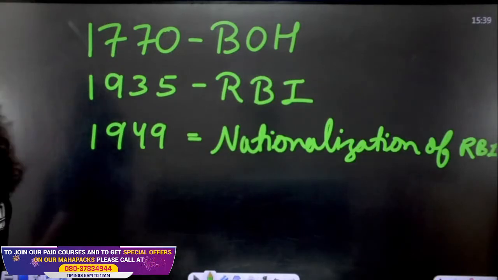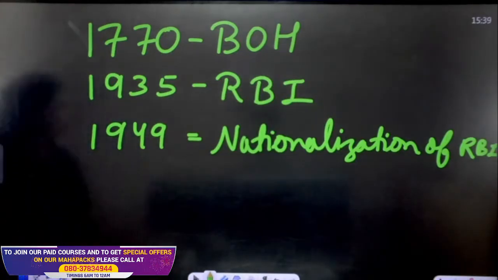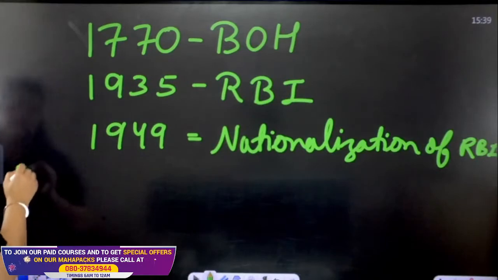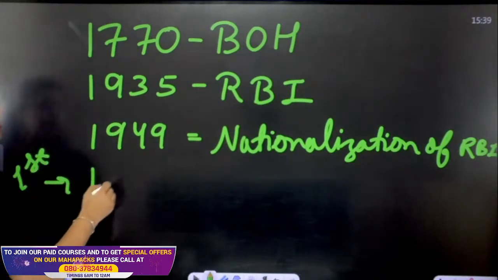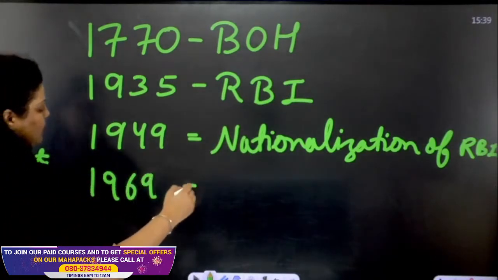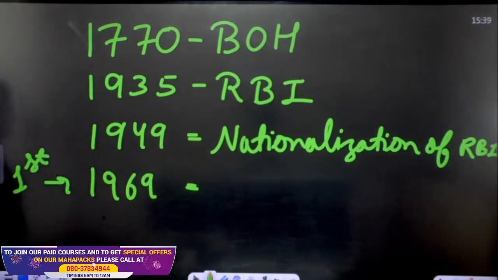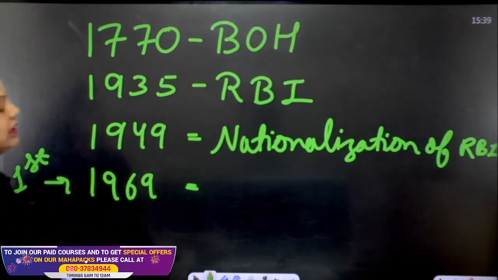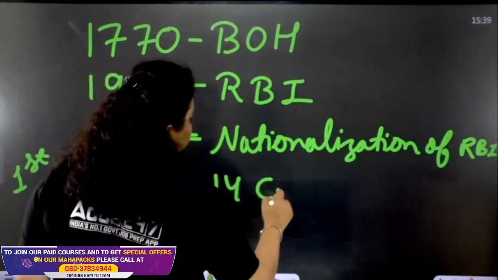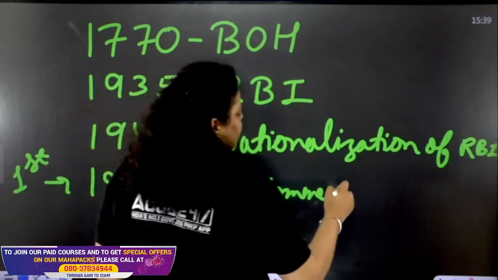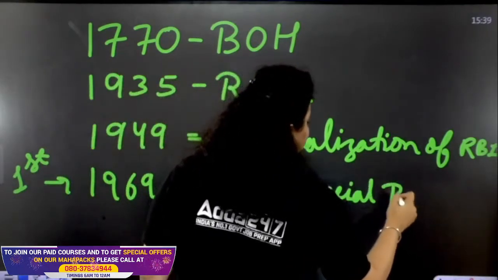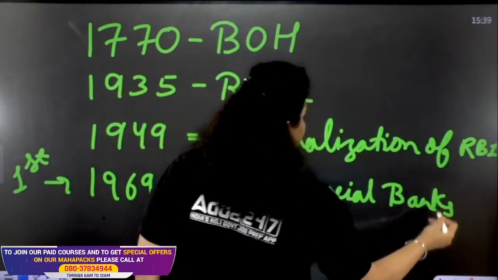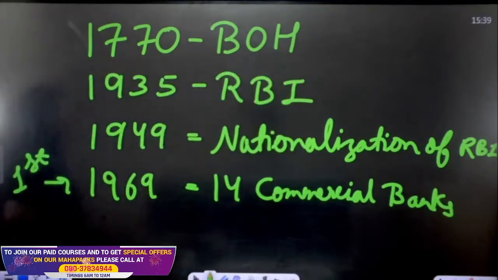Clear? Apart from that, if I talk about the nationalization of commercial banks, the first nationalization of commercial banks happened in 1969. In which year? In 1969, the first nationalization of commercial banks was seen, and 14 commercial banks were nationalized in the year 1969. How many commercial banks were there? 14 commercial banks were nationalized.